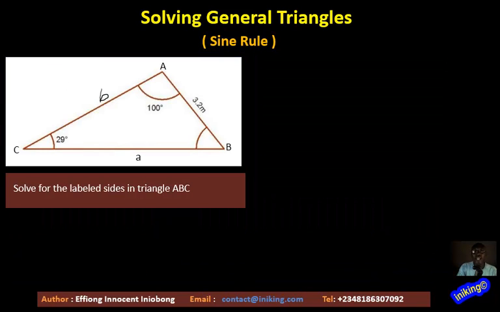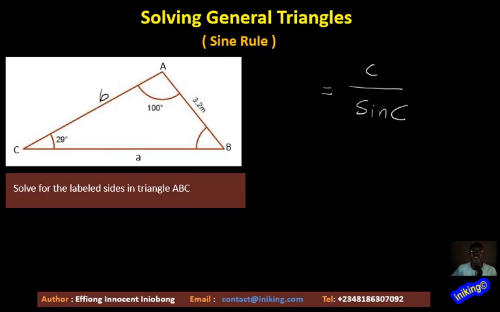Solve for the labeled sides in triangle ABC. We are given two sides to solve for here, A and B. C is given. The moment I find that C is given, that encourages me that I know both angle C and side C. So I'm going to establish C all divided by sine C on my right hand side, since the length of side C and the angle C, which is 29 in this case, is known.